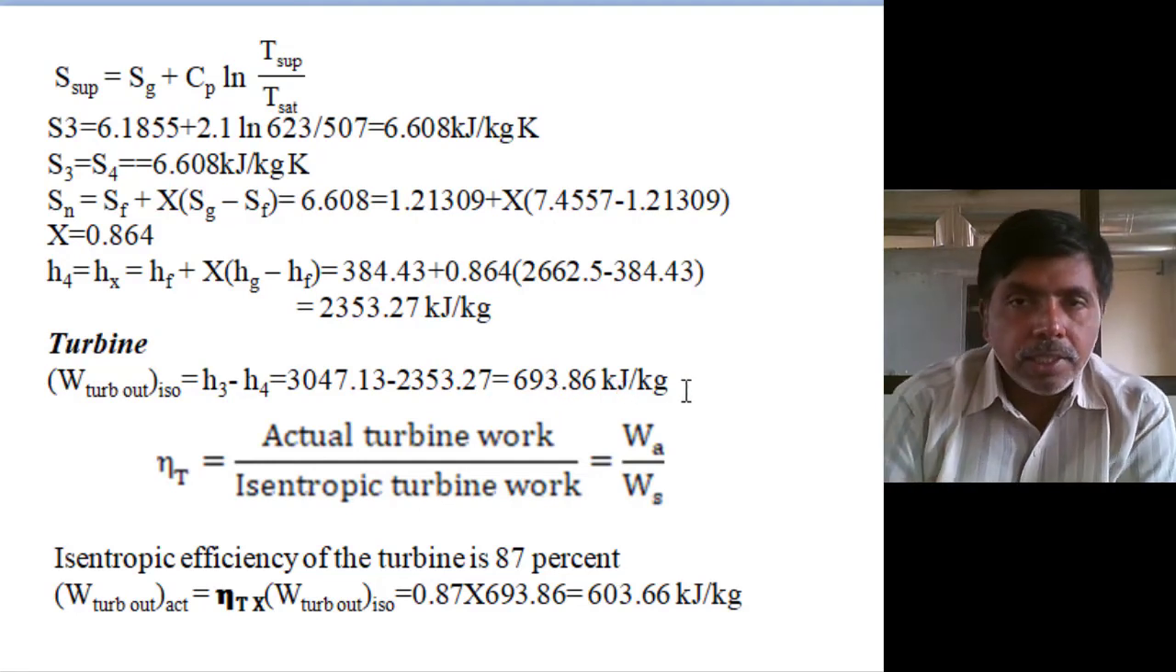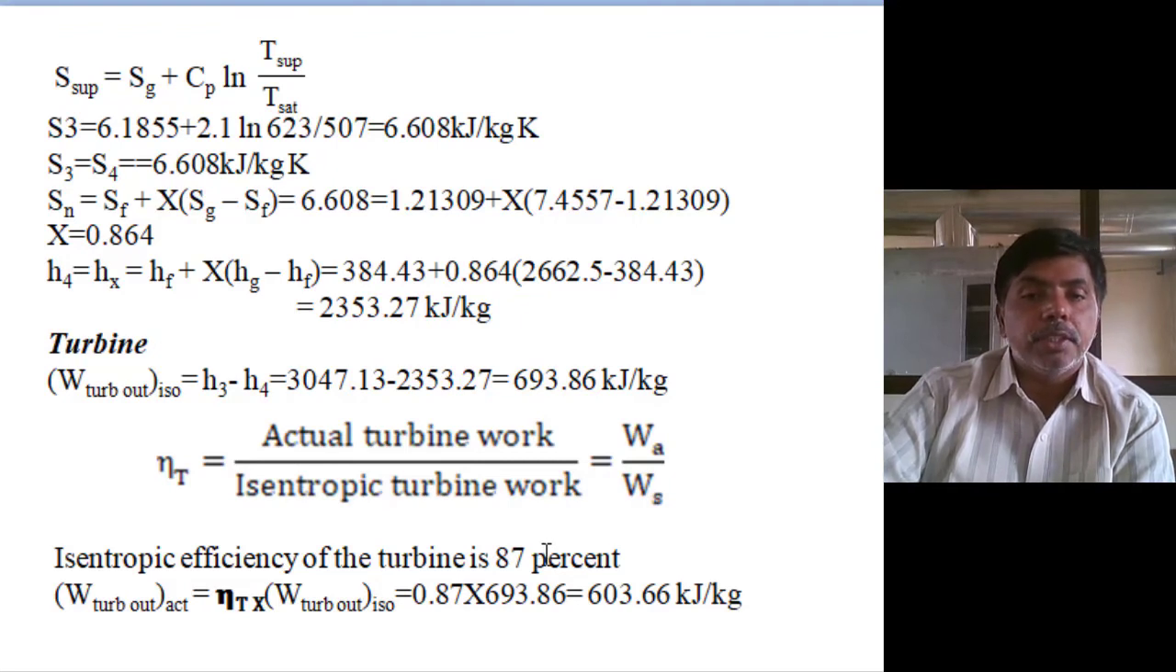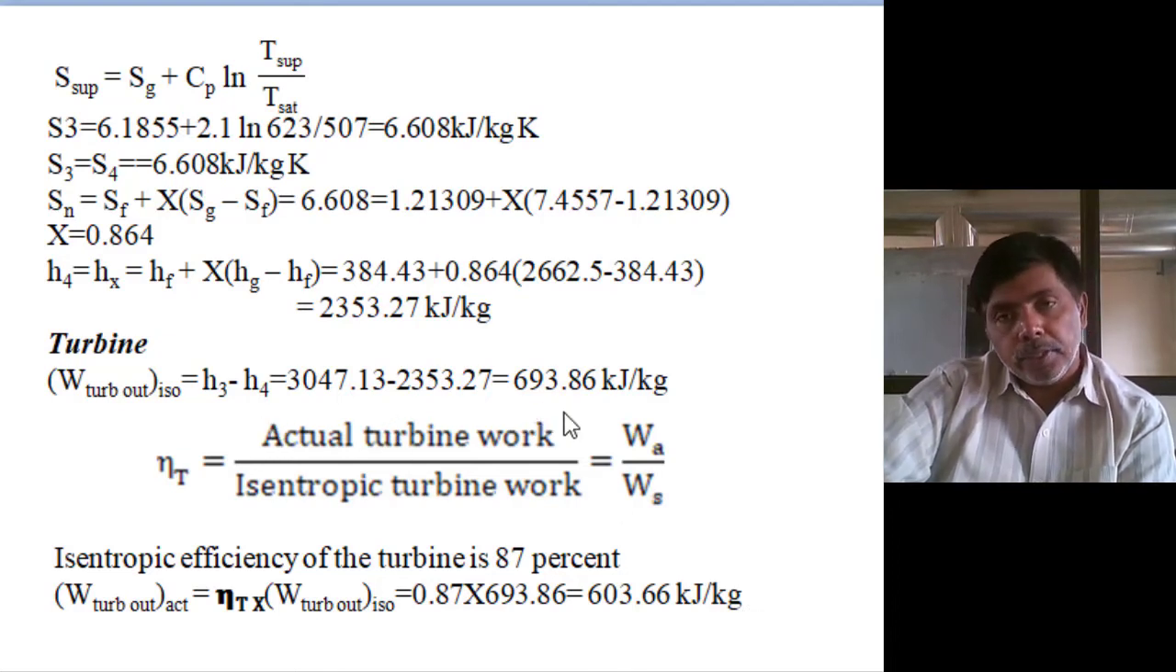But some heat loss is taking place, so that much output you will not get. The given isoentropic efficiency of turbine is 87%. Isoentropic efficiency of turbine is equal to actual turbine work output by isoentropic turbine work output. Then turbine actual work output equals efficiency of turbine into isoentropic turbine work output. We got actual turbine work output 603.66 kilojoules per kg. In isoentropic process 693.86. How much reduction is there, you see? 603.66.